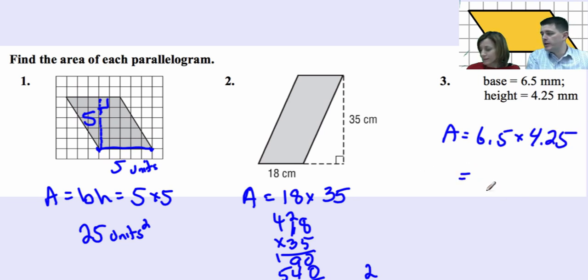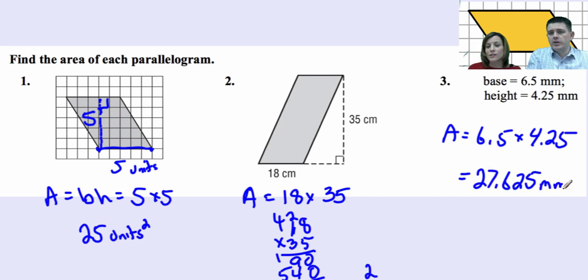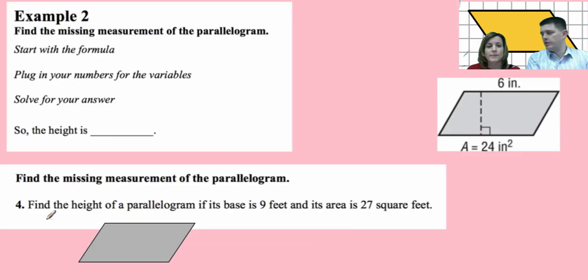So what should they get for their answer? 27 and 625 millimeters squared. Don't forget those units on there. Do not line up those decimal points when multiplying. If you got an error, go back and figure out where it is. All right. You can take this one.